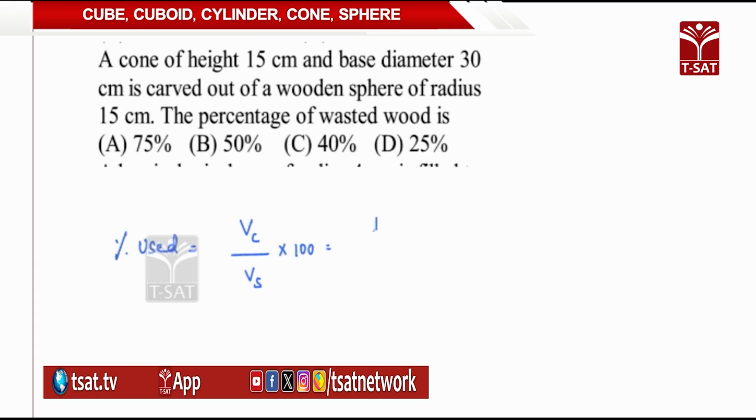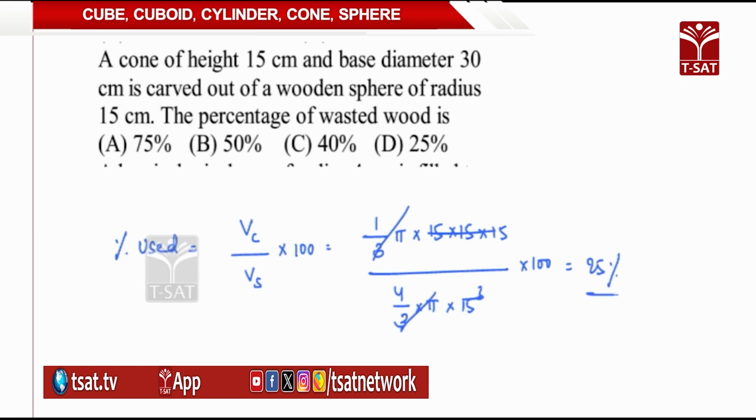Volume of a cone is 1/3 of pi r square h. R is 15. Therefore, 15 into 15. H is also 15. Divided by 4 by 3 pi r cube, and this is also 15, so 15 cube. 15 cube cancels. Pi by 3 cancels into 100. 1/4 of 100 means 25% of the wood used. If you are using 25% of the wood, therefore, what is the percentage wastage? 75% of the wood is wasted.